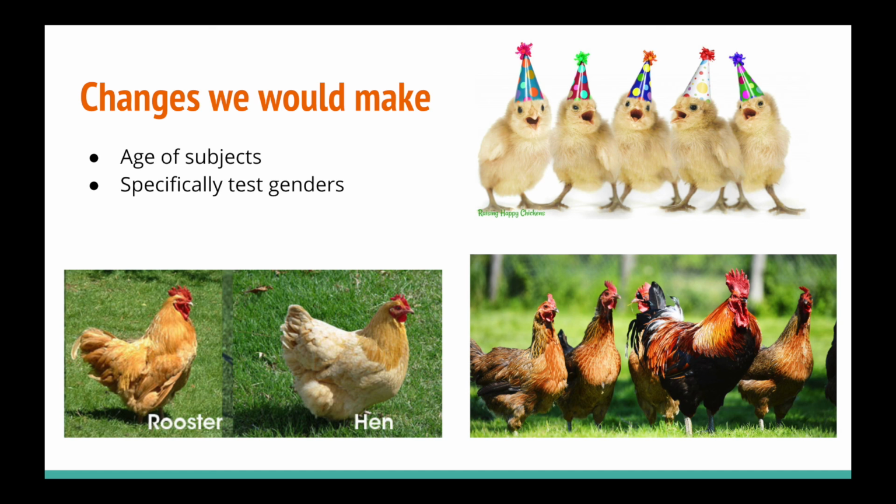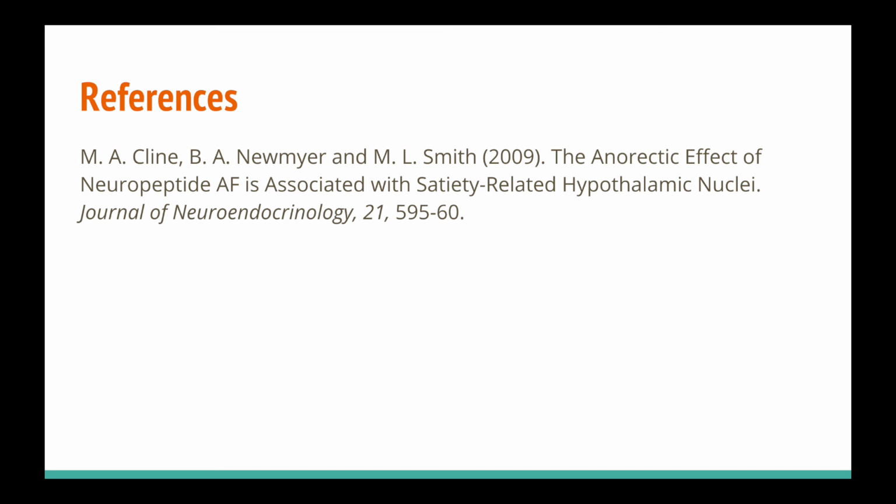We would also test adult chickens versus the chicks to see if their brains react the same way to the neuropeptides. Since we know brains can grow and change as we get older and learn, we think there could be a difference in how the brains react to the neuropeptides.